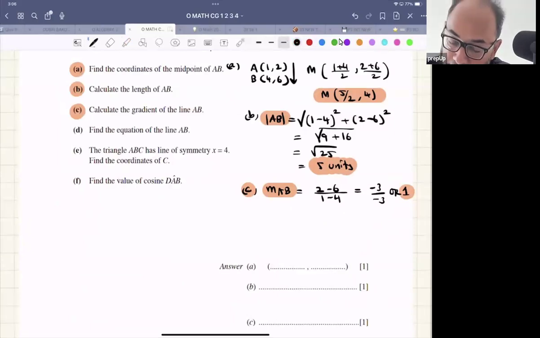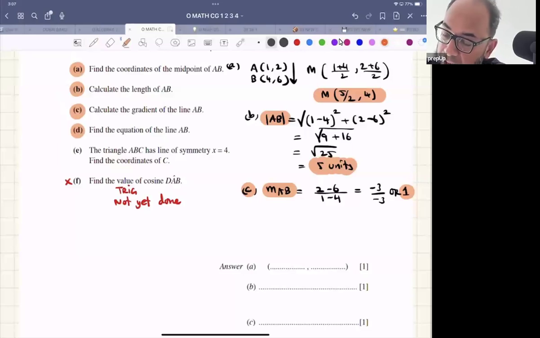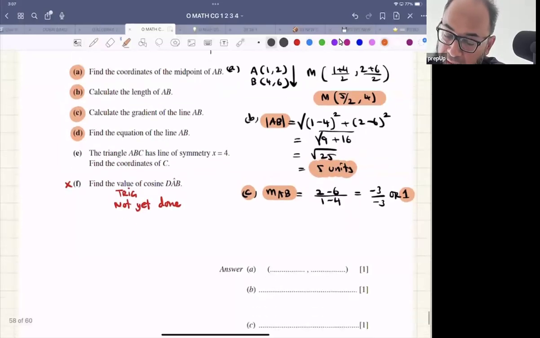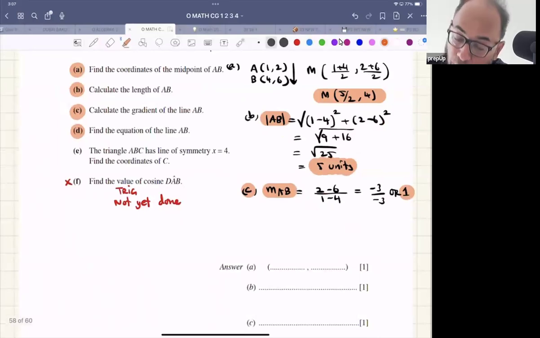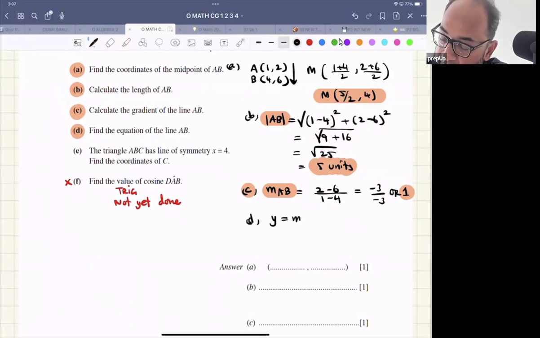Again, let me just cancel this because this is trigonometry, not yet done. And then find the equation of line AB, that is done, length AB, gradient AB, now equation of line AB. So let me write it down, part D, therefore y is equals to mx plus c. M is 1 and C we have to find.